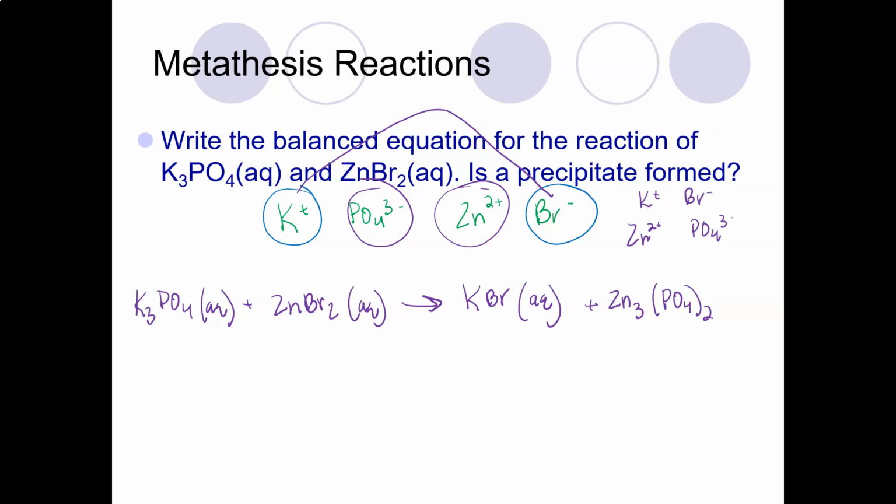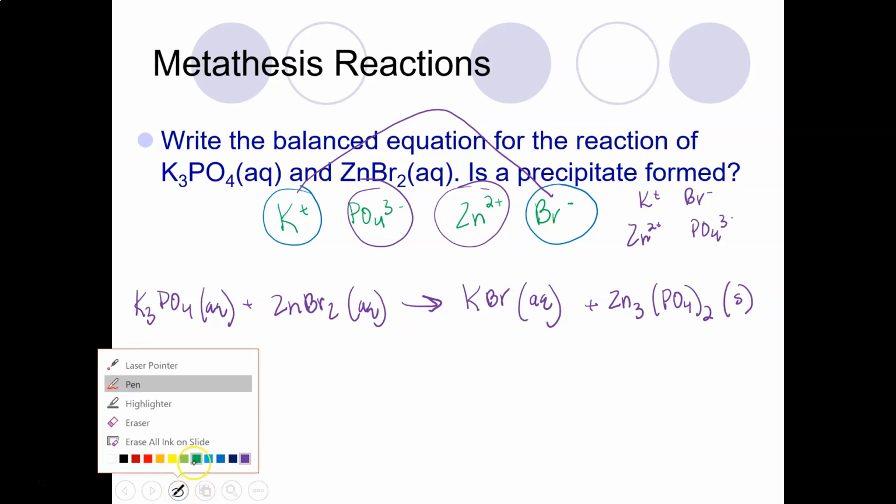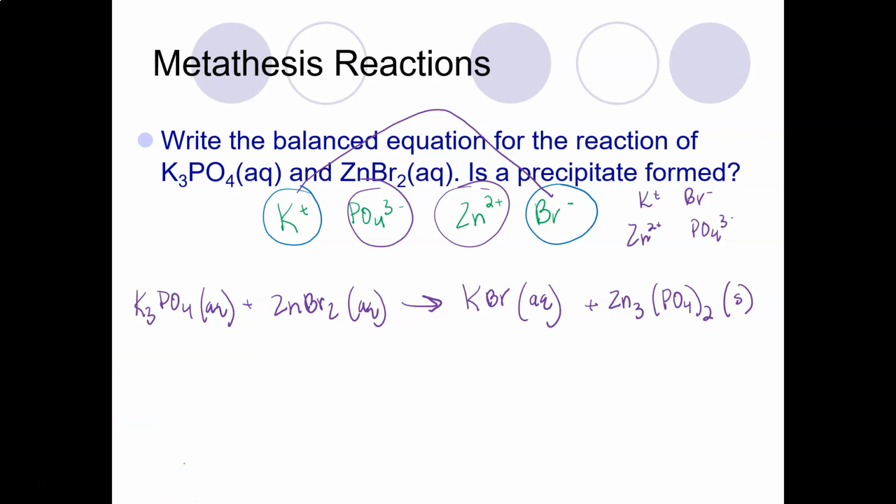So I look up phosphate in the solubility rules. It's in the insoluble section. Zinc is not an exception, so it's insoluble, so solid. So I've predicted my products. I found my states of matter, and my last step is going to be to balance it.